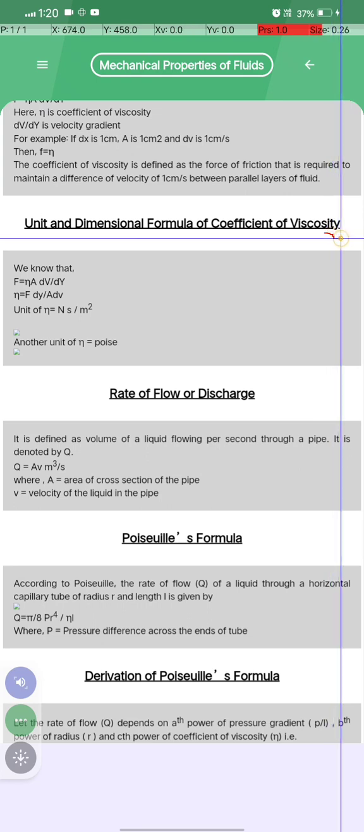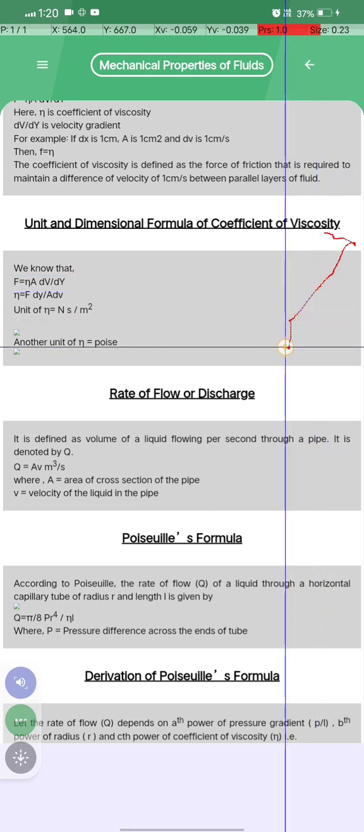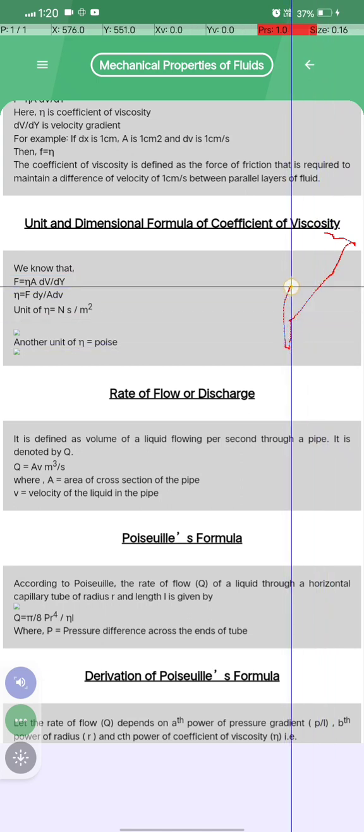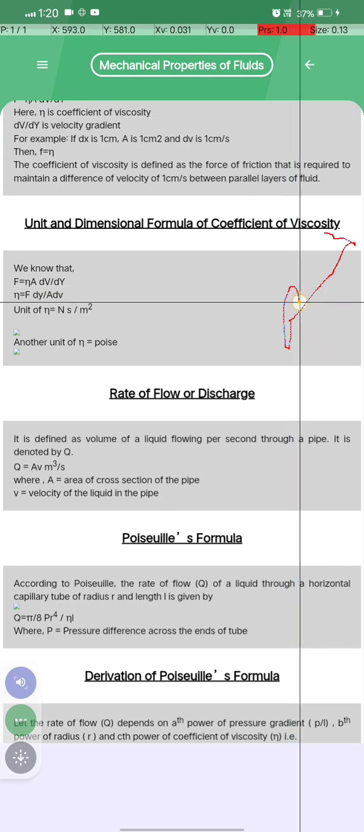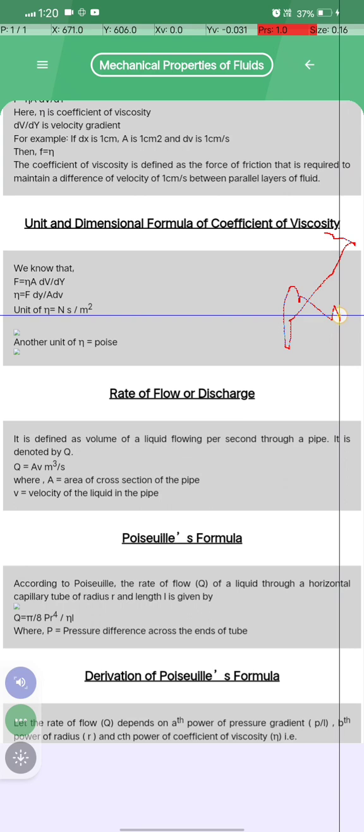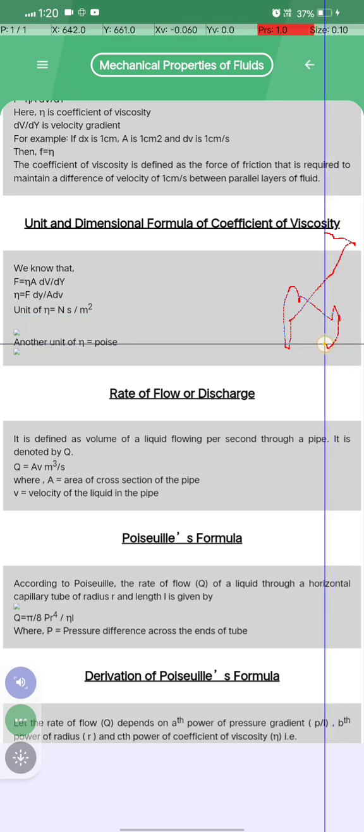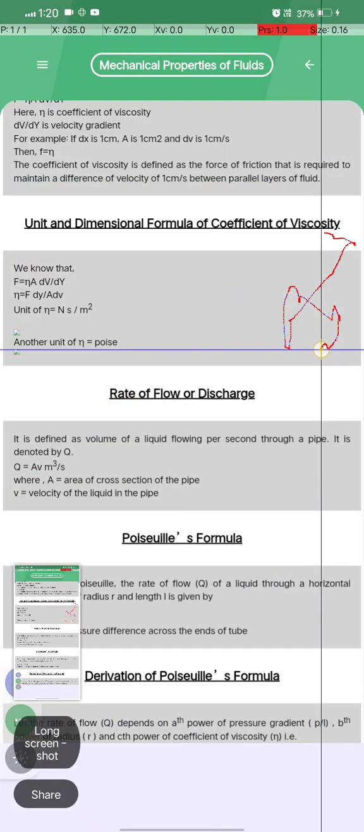Unit and dimension formula of the coefficient of viscosity. We know that F = ηA dv/dy, so η = F dy/(A dv), so the unit of η is newton second per meter square. Another unit is the poise. Keep this in mind.